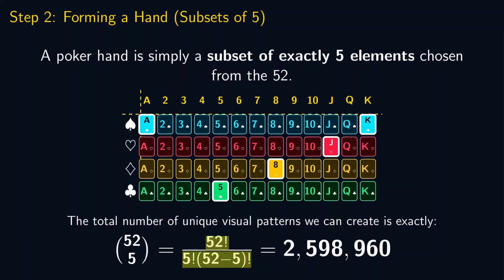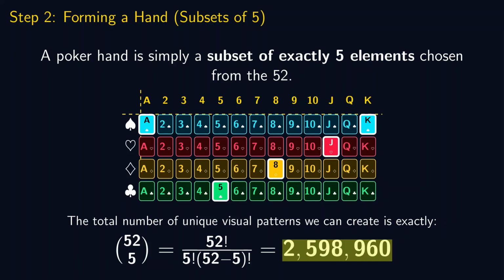But since we only want groups of 5, where order does not matter, we divide by the number of ways to rearrange 5 items among themselves, which is 5 factorial, meaning 5 times 4 times 3 times 2 times 1. And we also divide by 47 factorial to account for all the remaining cards we did not choose. When you work through all of that arithmetic, you arrive at exactly 2,598,960. That is the size of our universe. There are exactly 2,598,960 distinct 5-card hands possible from a standard 52-card deck.